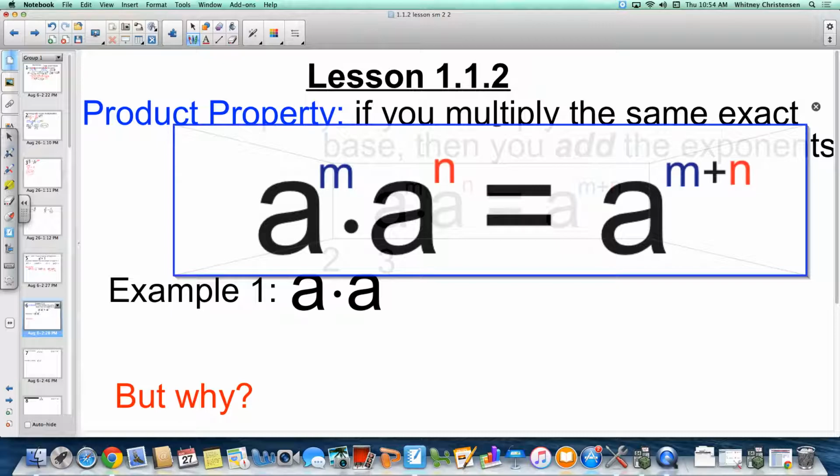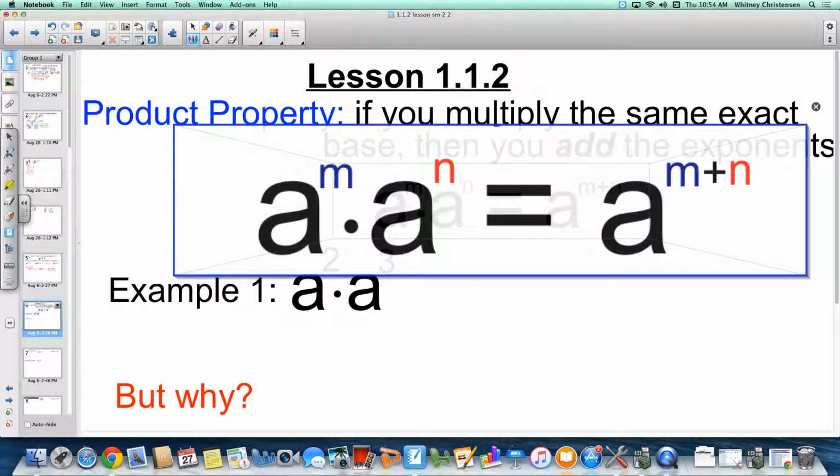If you're multiplying the same exact base, then you will add the exponents. You don't need to write down the words. This rule is saying that, but I'm going to say it one more time as you write down this part of the rule. When you're multiplying the exact same base, you are going to add the exponents. Very important. Add the exponents.